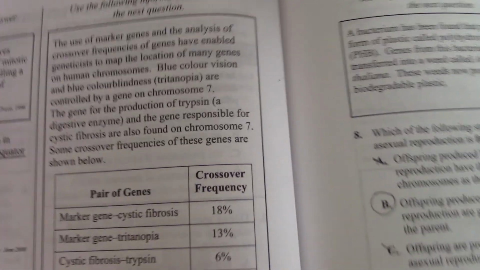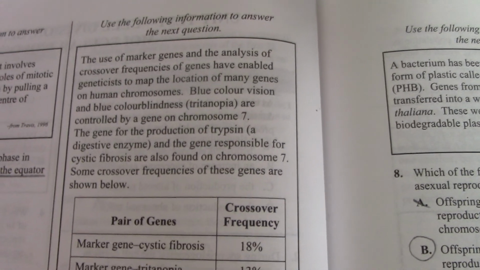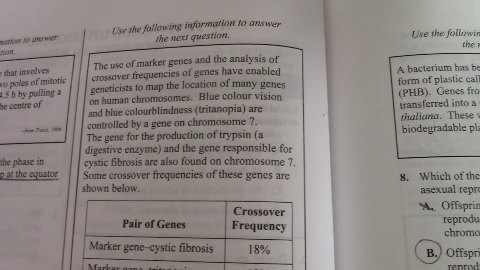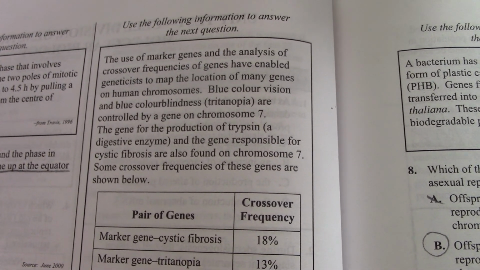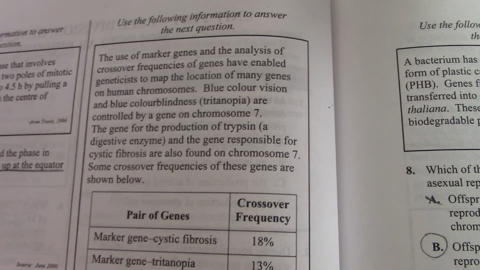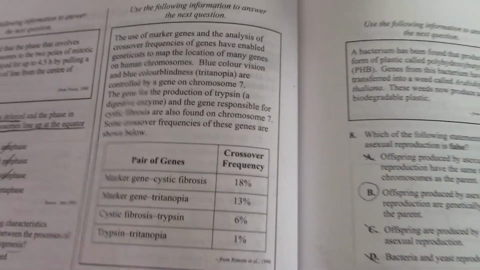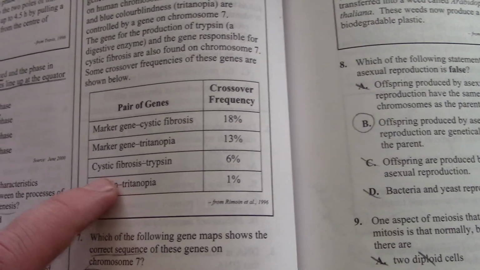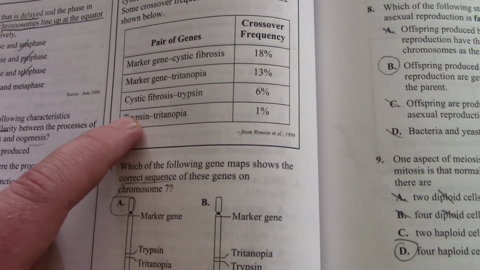Question number 7. So the question says, the use of marker genes and the analysis of crossover frequencies of genes have enabled geneticists to map the location of many genes on human chromosomes. Blue color vision and blue color blindness are controlled by a gene on chromosome 7, the gene for the production of trypsin, and the gene responsible for cystic fibrosis are also found on chromosome 7. So here's my chromosome map. The question is asking, which of the following gene maps shows the correct sequence of these genes?